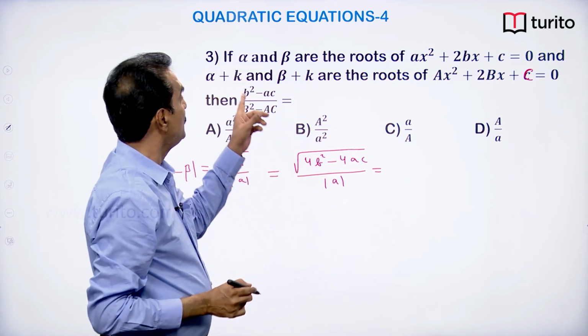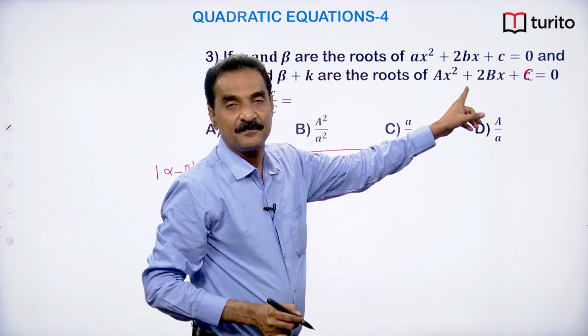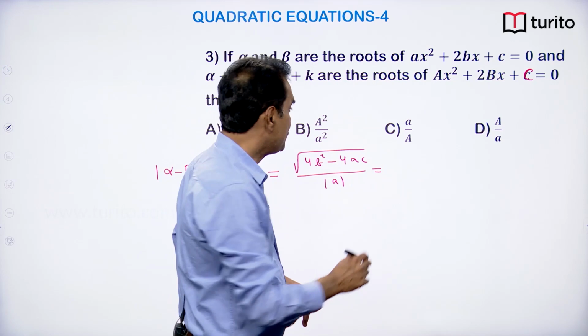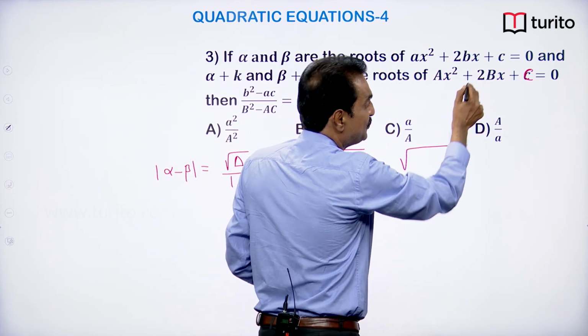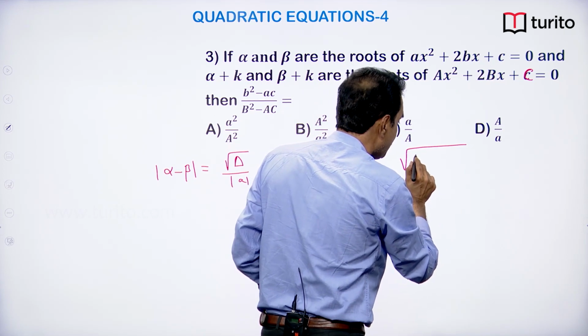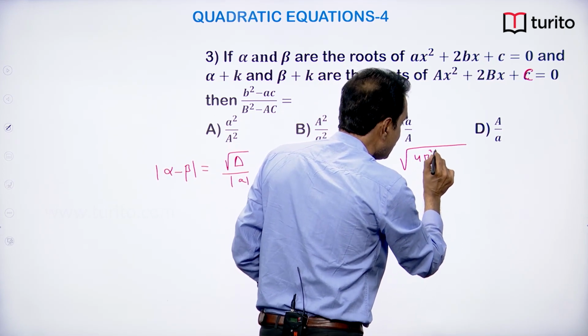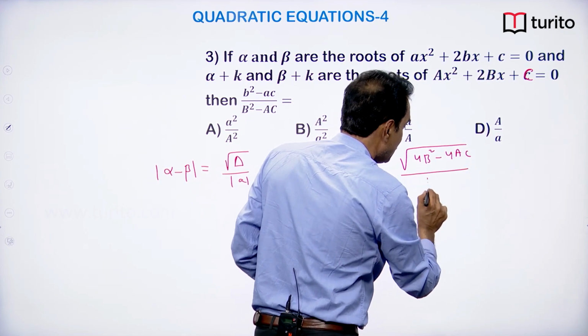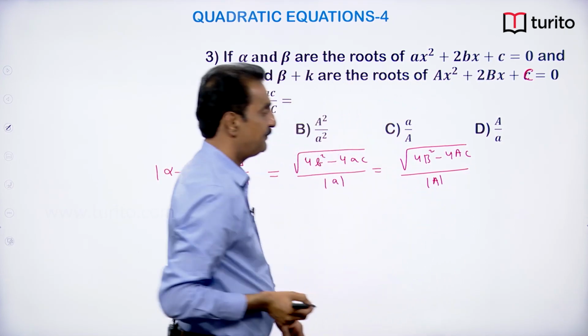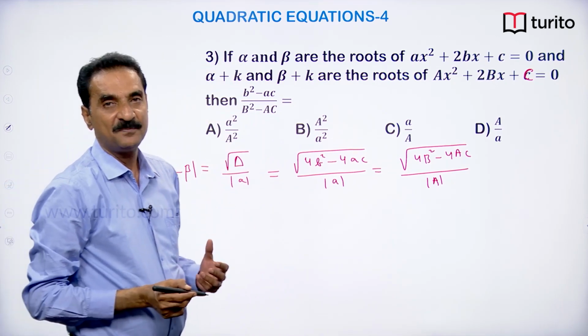It should be equal to the difference of the roots in the second equation. So, what is the formula? Root delta by mod a. Root delta is root over (2 into capital B) whole square, 4B square minus 4 capital A into capital C, by mod capital A. Now, we have to simplify.